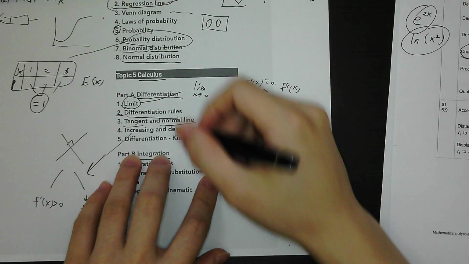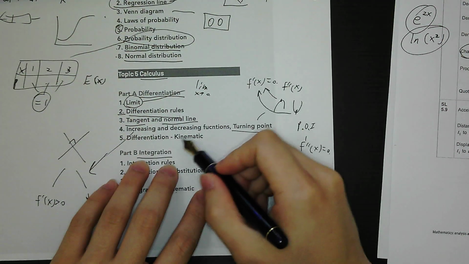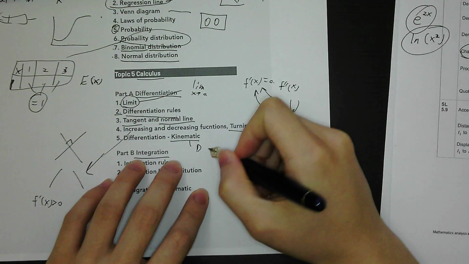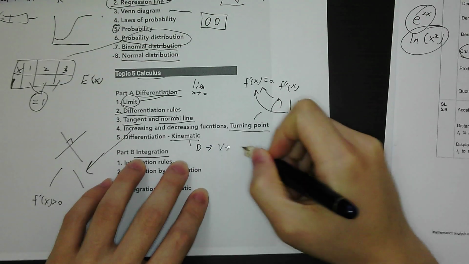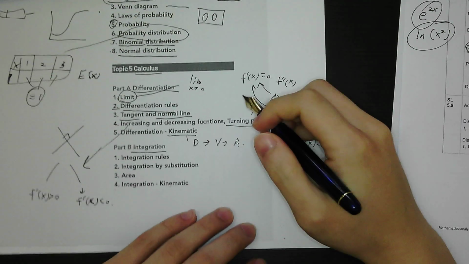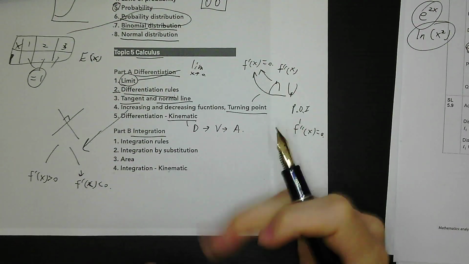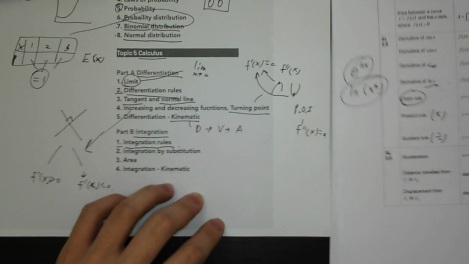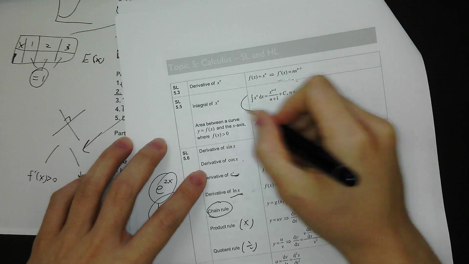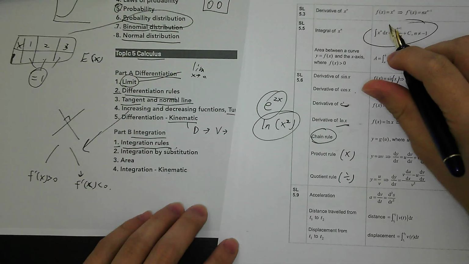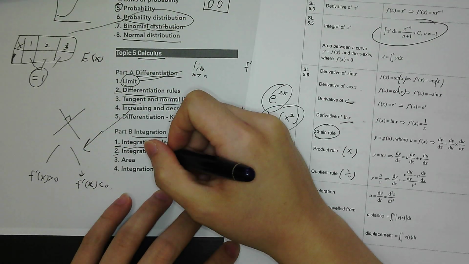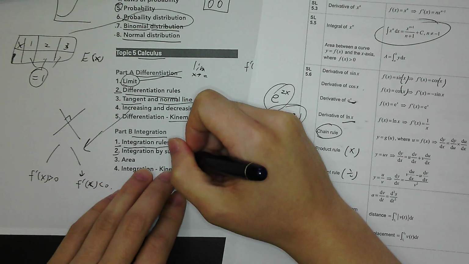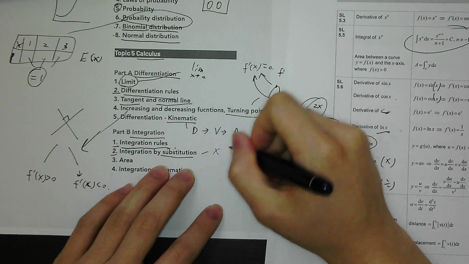And the last note for differentiation is kinematics. So displacement to velocity to acceleration. So all these concepts. And part B, integration. Of course the first one will cover all the integration rules, like here. And then note 2 will cover the concept of integration by substitution for product and quotient rule.